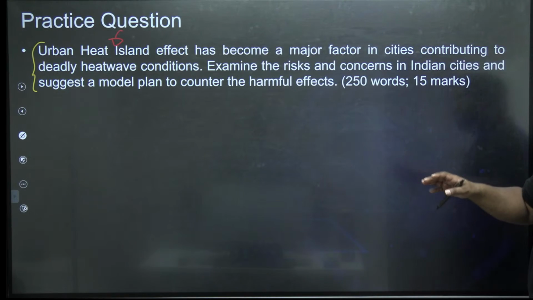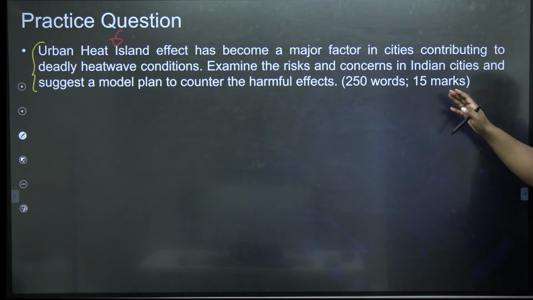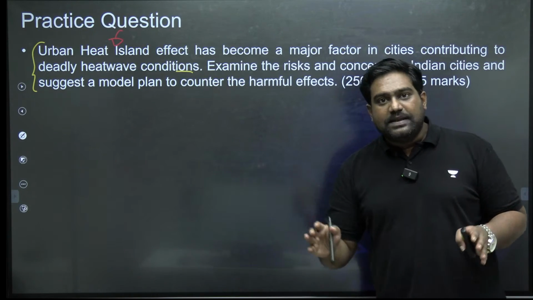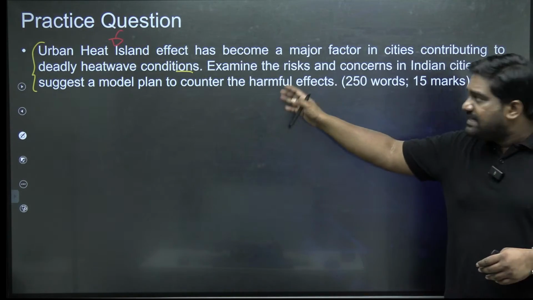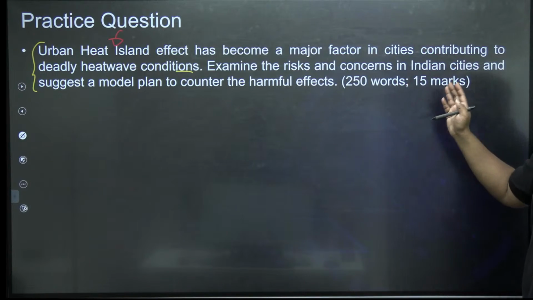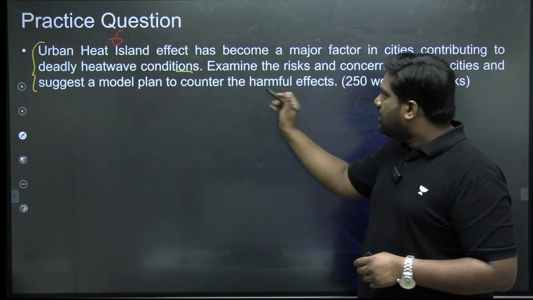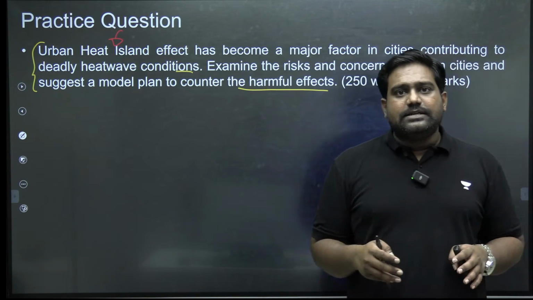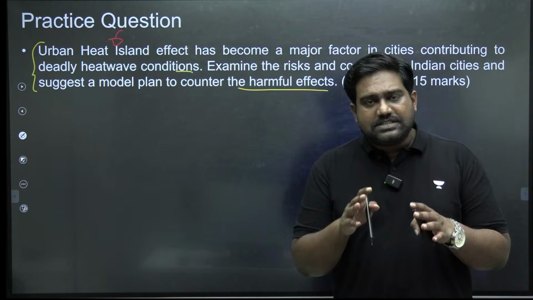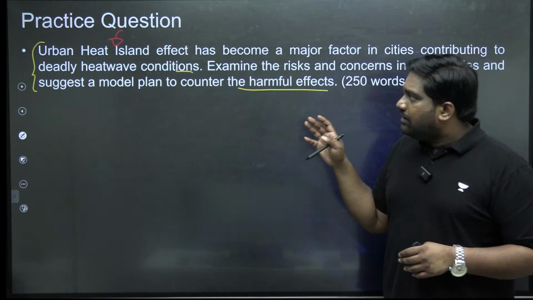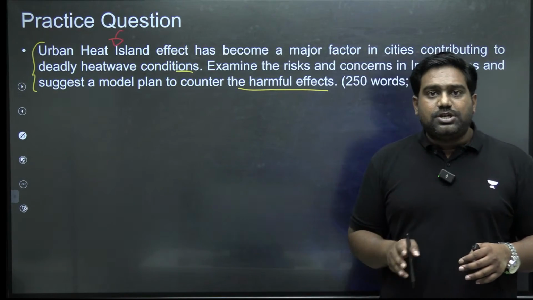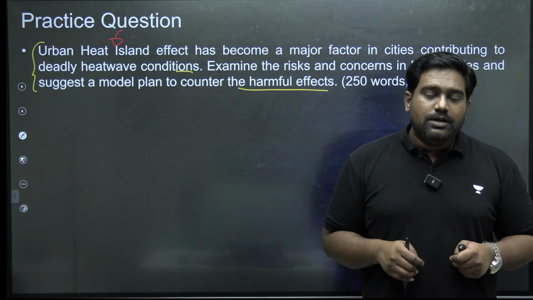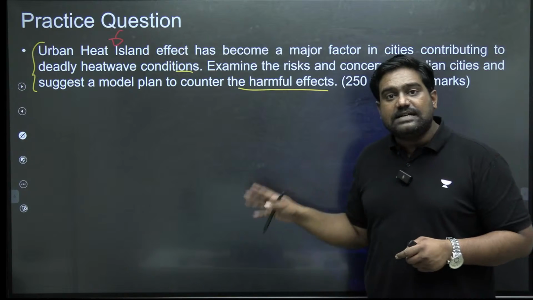Urban heat island effect has become a major factor in cities contributing to deadly heat wave conditions. So that is a statement which has been given. Next, the question says, examine the risks and concerns in Indian cities and suggest a model plan to counter the harmful effects. See, before I discuss the answer or give you the structure of the answer, first please understand that comprehending the given question is the first critical step even before you start writing an answer. You need to understand carefully what the question is asking.